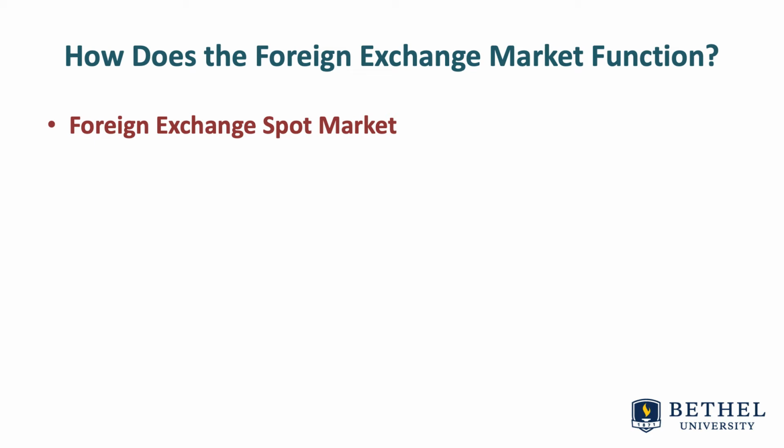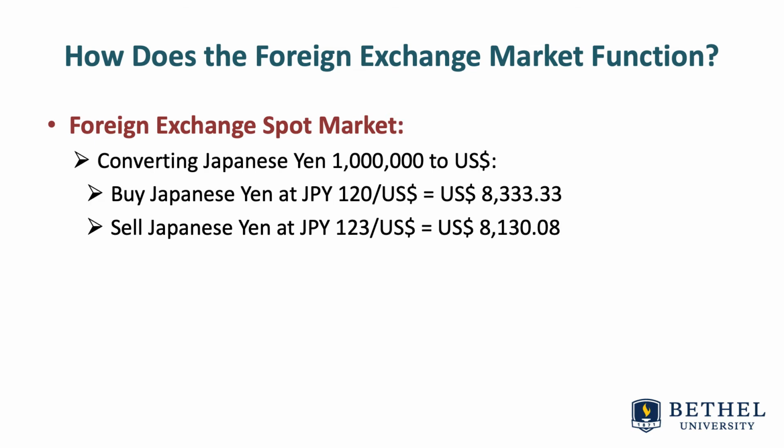In converting a currency, there are two numbers: a bid or buy price and an ask or sell price. Let's look at that more closely. If I want to buy 1 million Japanese yen, it will cost me $8,333.33. Then I immediately decide I do not want the Japanese yen. I would sell the same amount and will receive $8,130.08. This results in a $202.53 loss. The difference is known as arbitrage, and this is how traders make their profit.